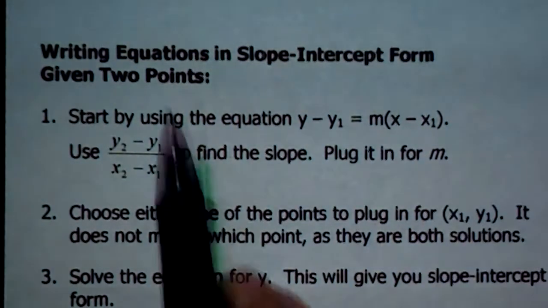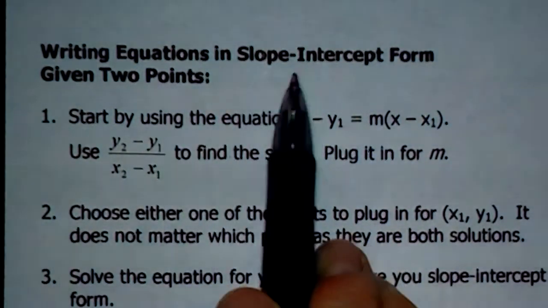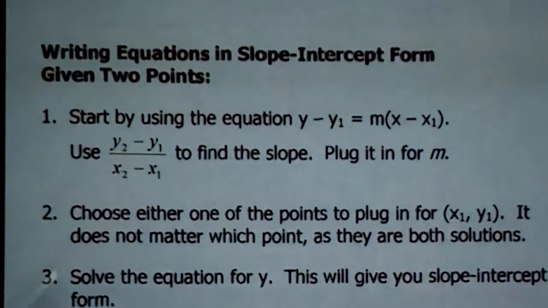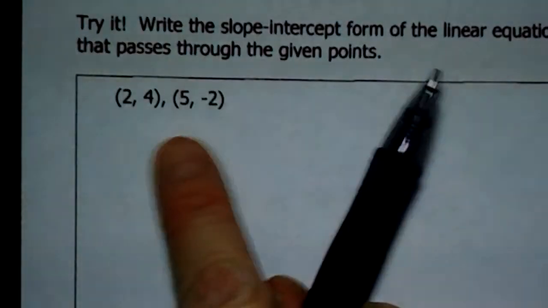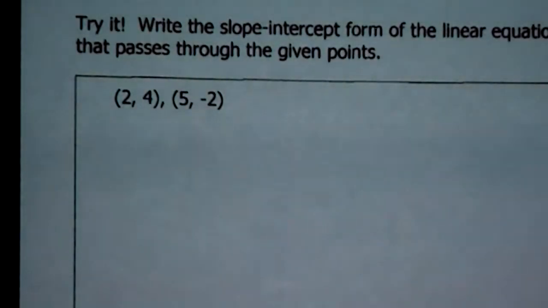So our goal is to write equations in slope-intercept form, given 2 points. Now, in a previous lesson in 2.3b, I had you write an equation from 2 points, but one of the points given was a y-intercept, right?